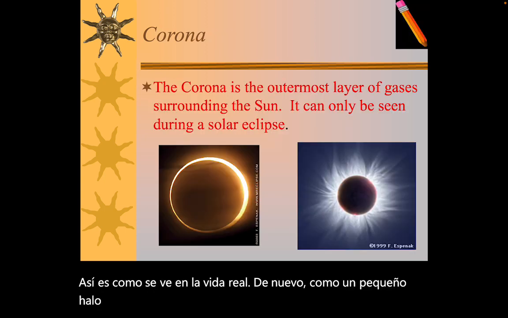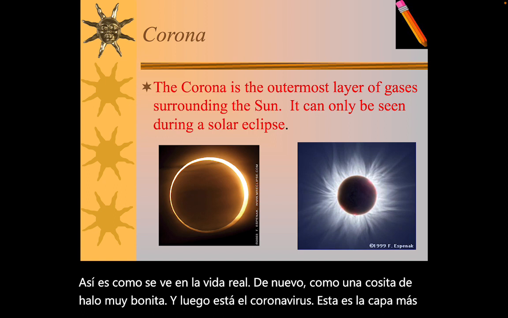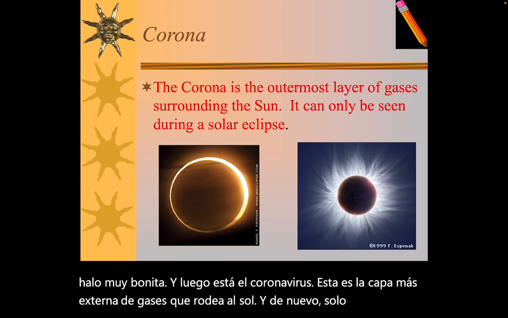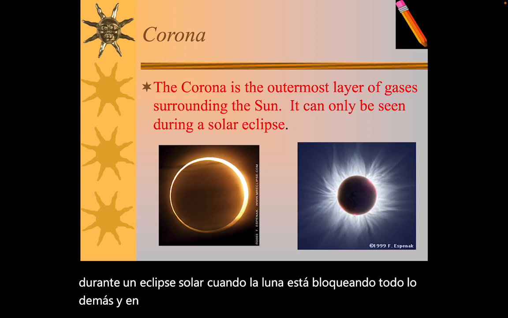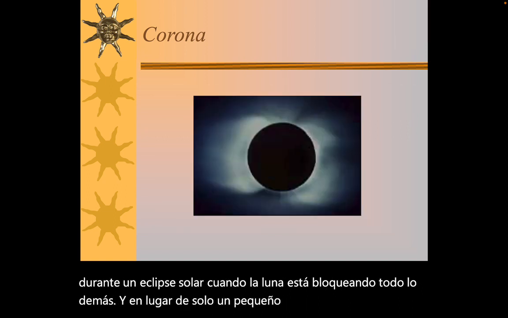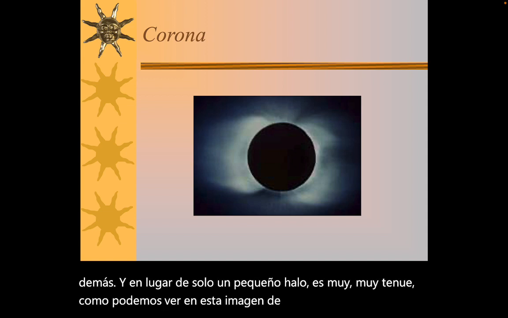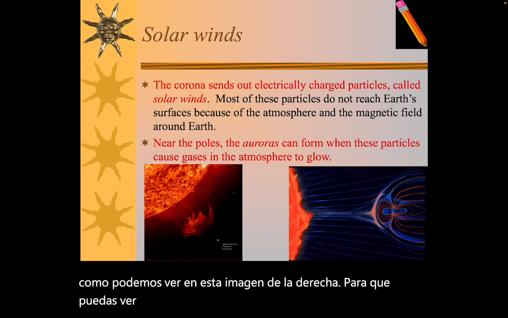And then you have the corona. This is the outermost layer of gases surrounding the sun. And again, it can only be seen during a solar eclipse when the moon is blocking out everything else. And instead of just a little halo, it's really, really wispy, as we can see in this right picture here. So you can see all the little wispies. So those are the main three parts of the sun.